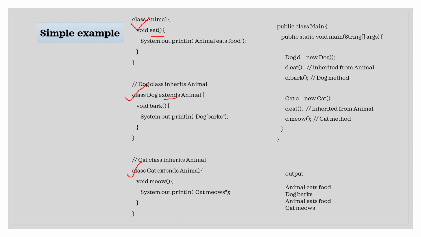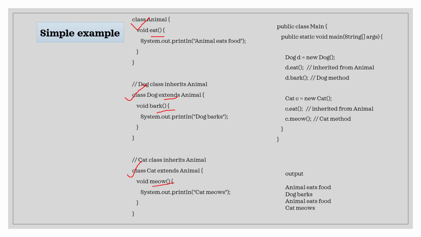First, let's see dog class. The dog class inherits the eat method from the parent class animal, and it also has its own method called bark. And now let's see cat class. Here cat class also inherits the eat method from parent class animal, and it has its own method called meow.